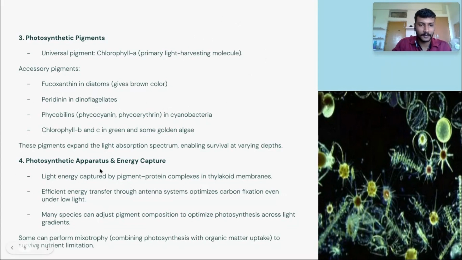Next, we have the photosynthetic apparatus. Now, we have already seen that these phytoplanktonic groups consist of prokaryotic and eukaryotic organisms. Prokaryotic organisms have a light harvesting system that is present on their cell membrane, whereas the eukaryotic organisms have a light harvesting system that is present inside specialized organelles called chloroplasts, specifically in their thylakoid membranes.